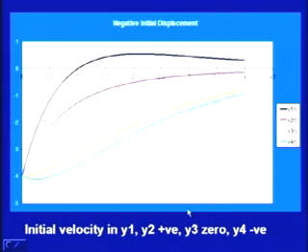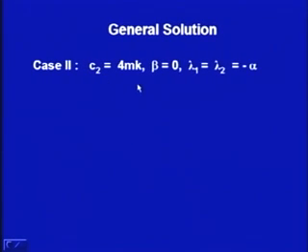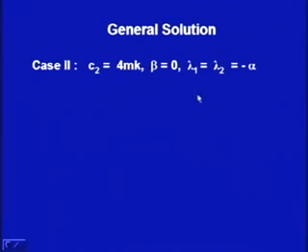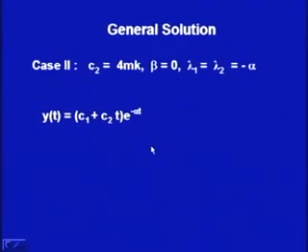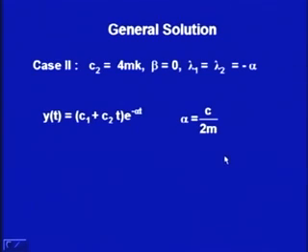Now, let us discuss the second case, case 2, where c square is equal to 4 m k, that is, beta would be 0 and we will have a double root, that is, both lambda 1 and lambda 2 are equal to minus alpha. In this case we know that the solution would be of the form C1 plus C2 t times e to the power minus alpha t. Alpha is of course c by 2 m.